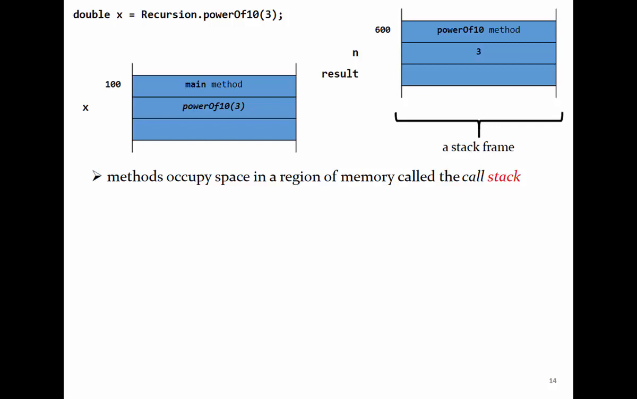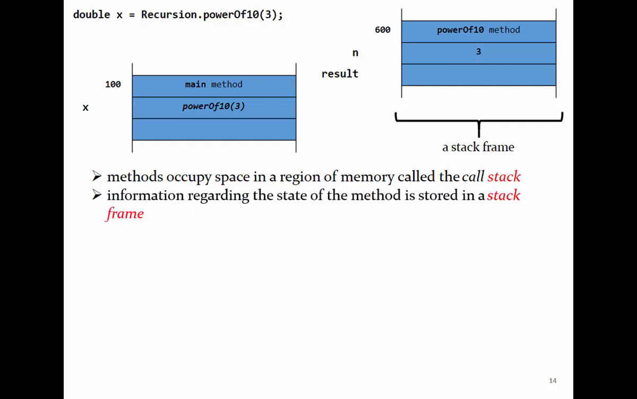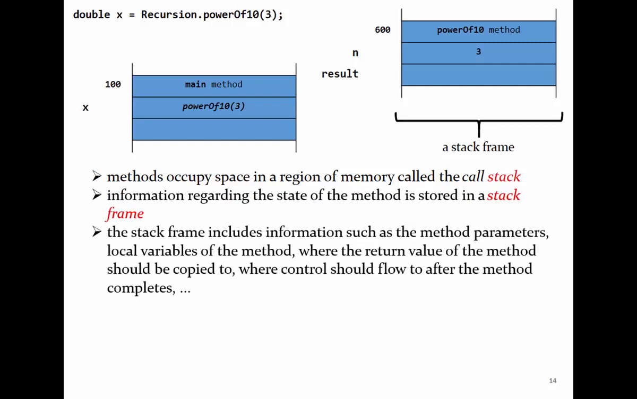We store everything on the stack, and we store it in what we call a stack frame. Each stack frame contains information about the method, where the returned value should be stored, the local variables, the value of the local variables, and where we should return after we finish the recursive call. So you can think of the stack frame as containing all the necessary information to complete the recursive call.